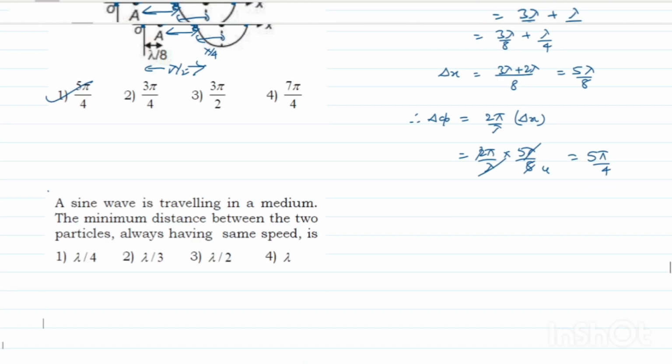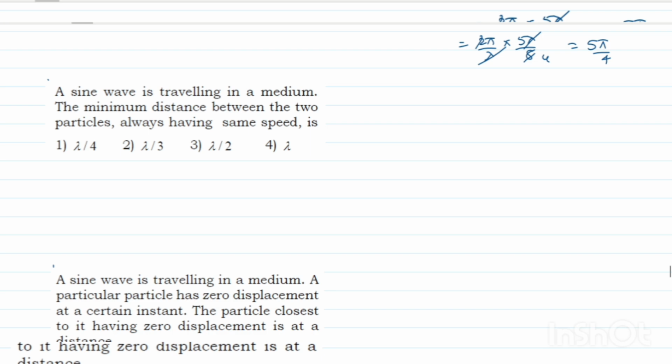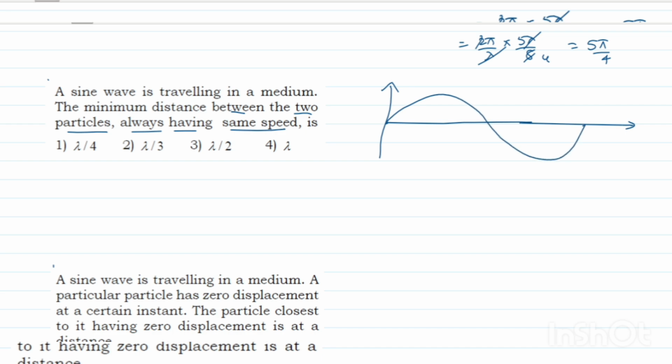Let us see the next question. A sine wave is traveling in a medium. The minimum distance between two particles always having the same speed, they are asking. Let us take, students, the wave here. This is a wave we can take. Here I am considering two particles. This is particle A, particle B, and let us take a particle C.